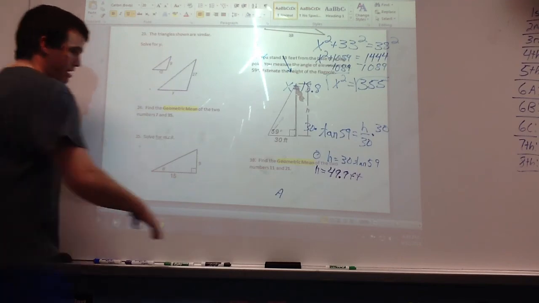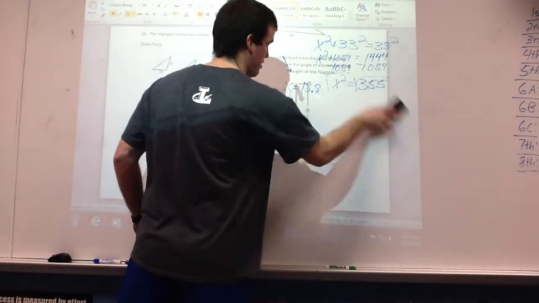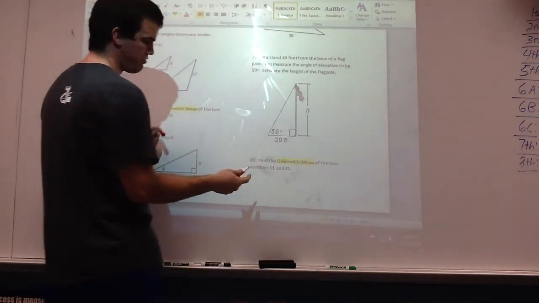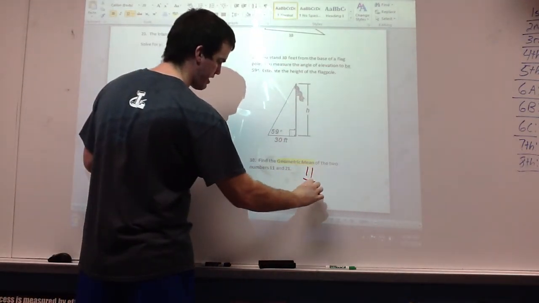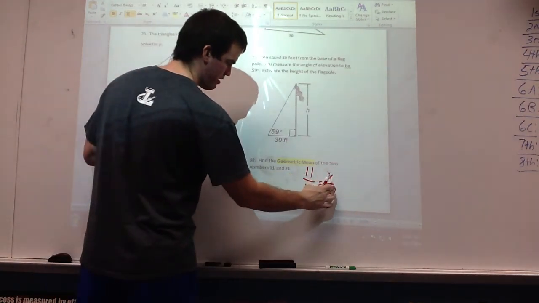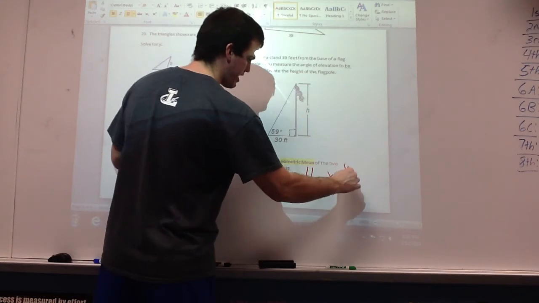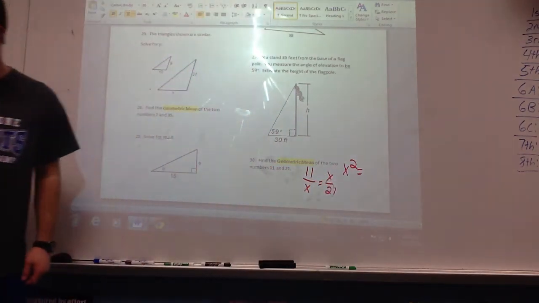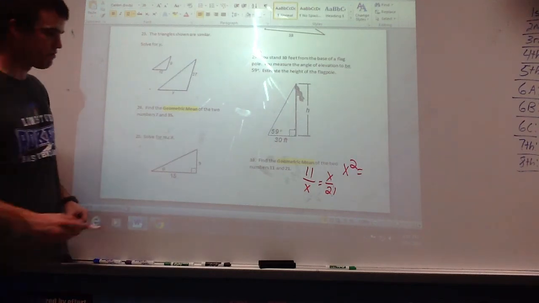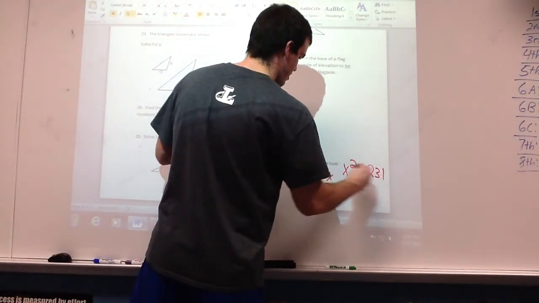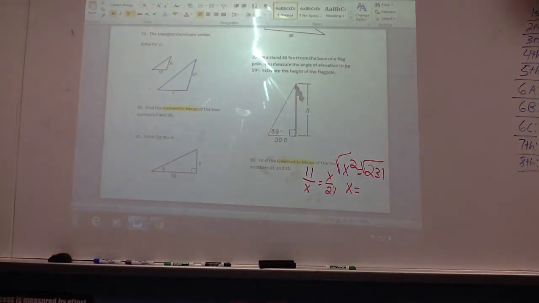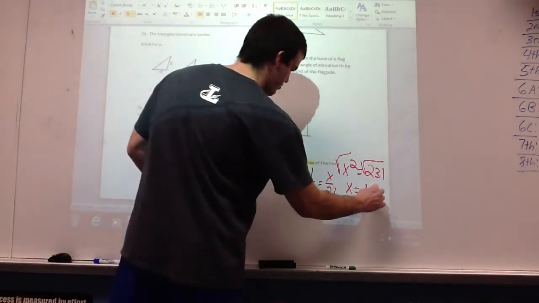Alright, our last problem here. Problem 30, find the geometric mean of the two numbers again. So we have 11 over x equals x over 21. Cross multiply, I get x squared equals 231. To solve, take the square root of both, so x equals the square root of 231, which is 15.2.